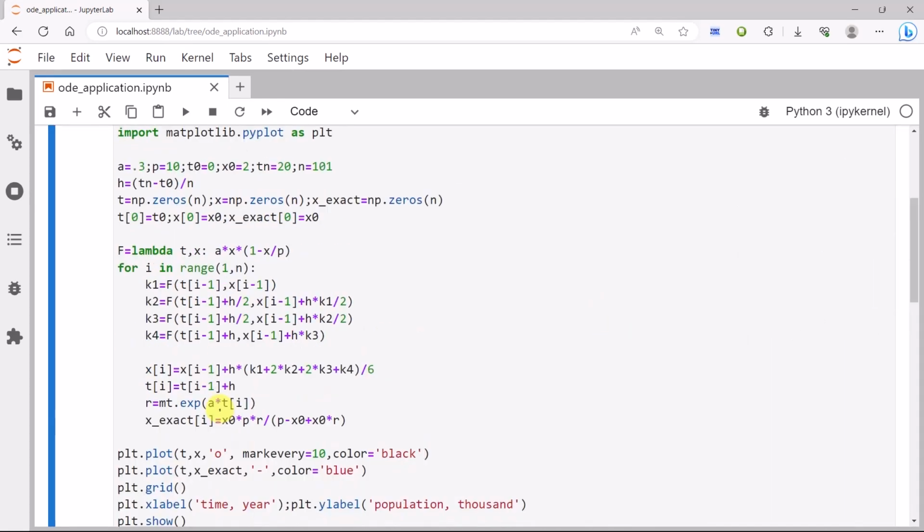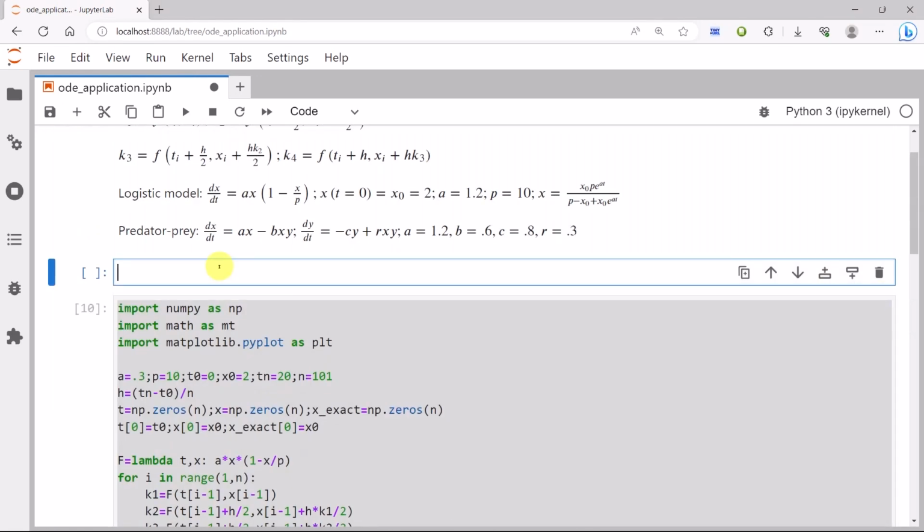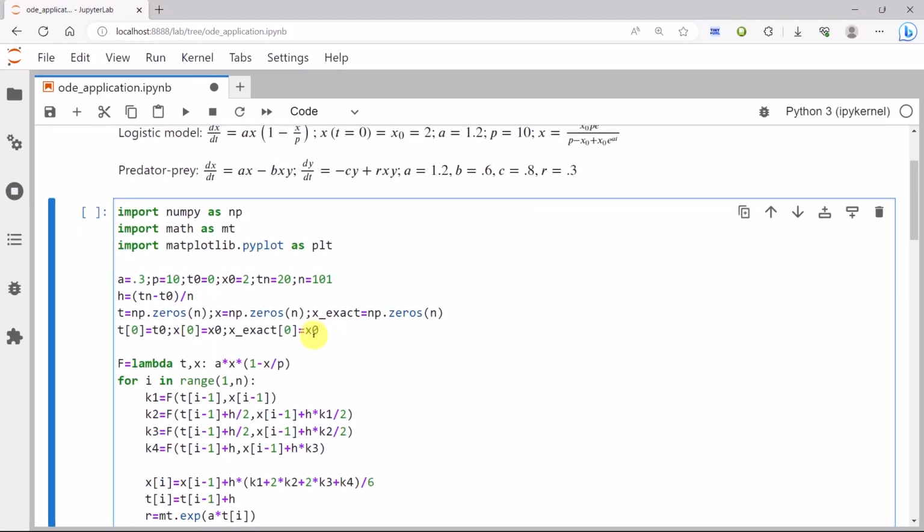So we'll take this program and we'll improve over it. This is a copy of the previous program, and here I have new constants. So a equals 1.2, then I do not have a p here. I have b equals 0.6, c equals 0.8 and r equals 0.3. t naught is 0 and x naught is 2. I have to take an initial value of y naught, and I am taking that as 1. So this is our predator population initially.